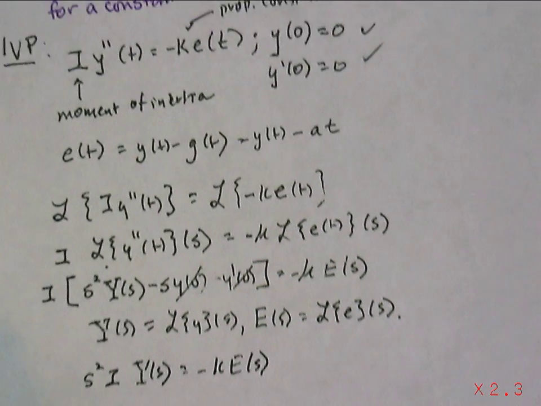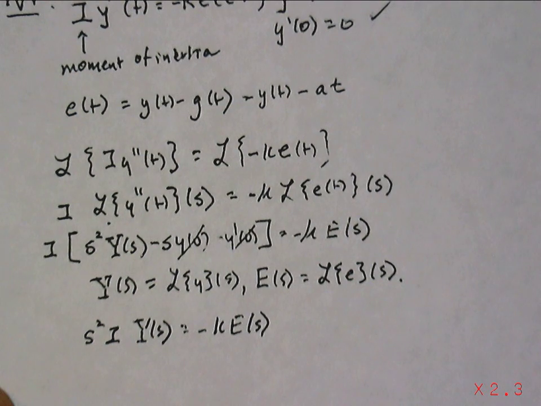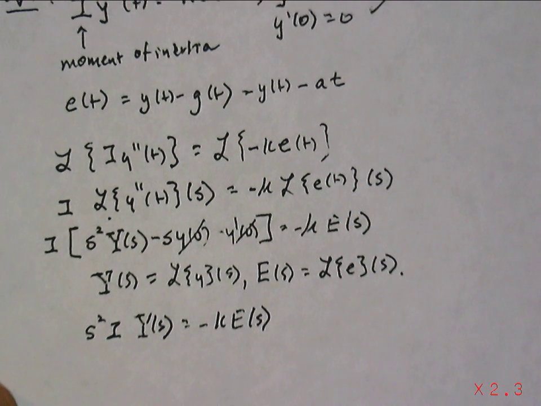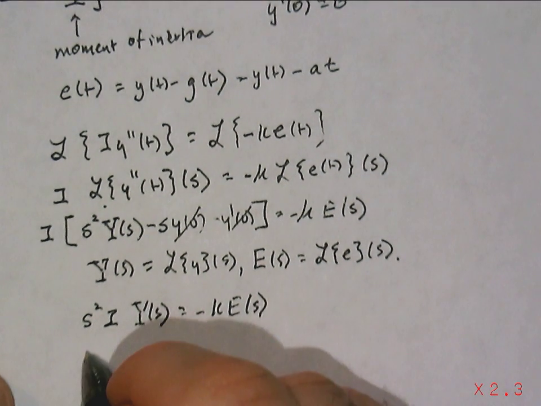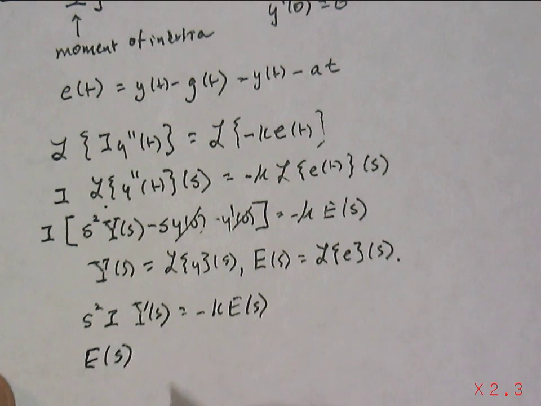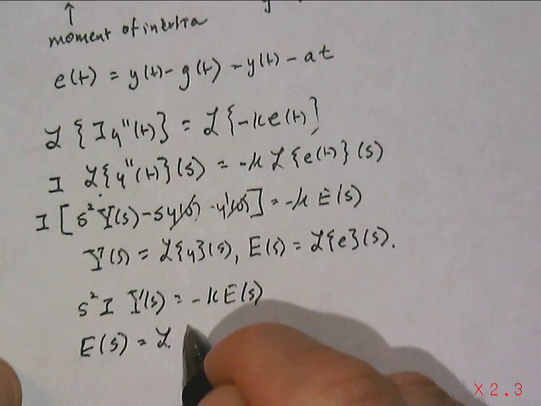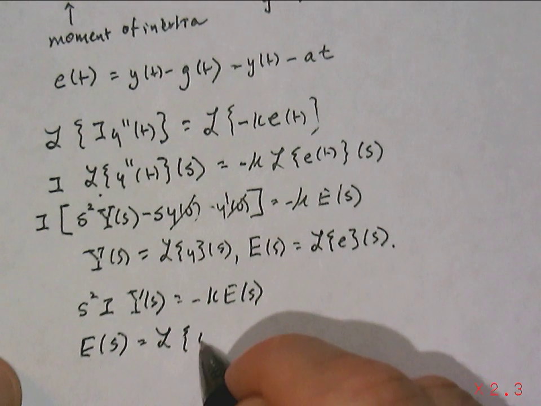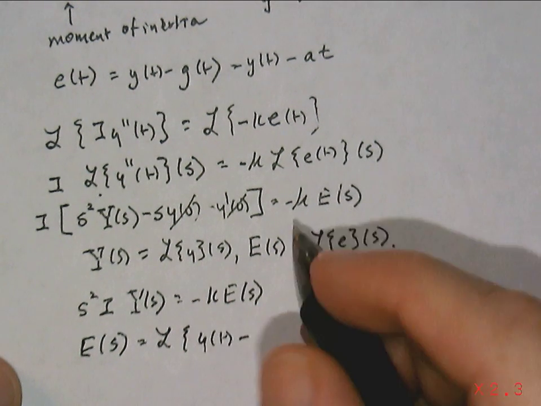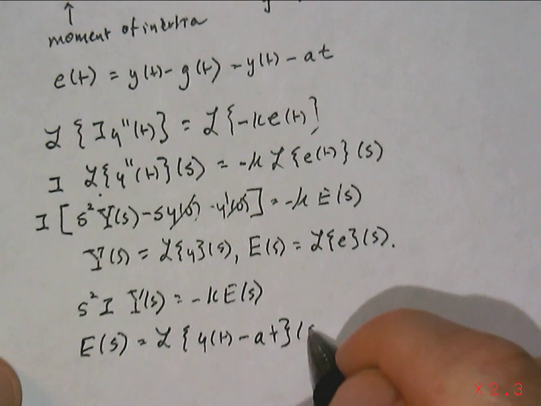Okay. Now that's true regardless of what the deviation function is, but now we have a particular case, right? We know something about what the deviation function is. So E of s, in this case, is the Laplace transform of y of t minus the desired direction, which now is a t. And this is a function of s.